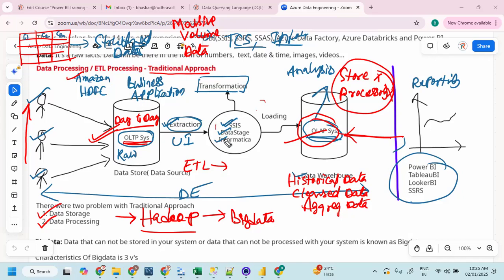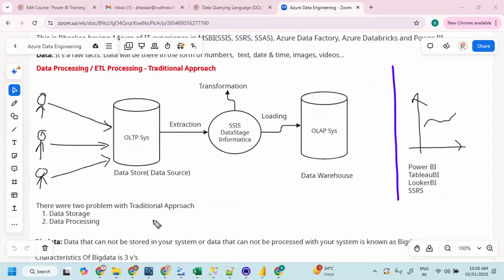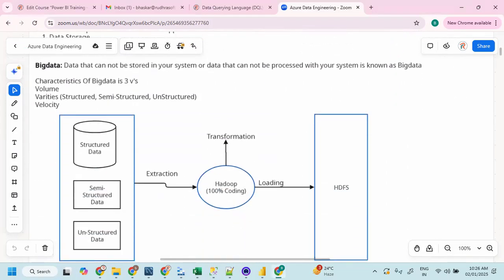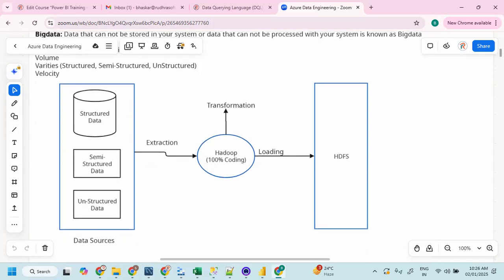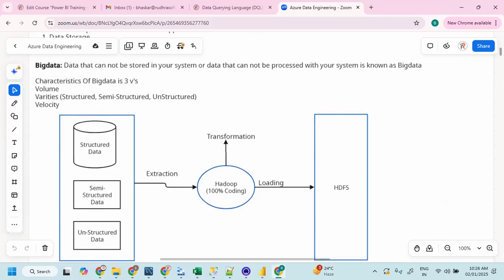That is why we are coming out of this traditional approach. A decade ago, the transition started, moving from the traditional systems to a new generation, that is Hadoop. Hadoop is a distributed file system, or a framework where we can distribute the data and process it. These two problems were there, I just said: one is data storage, another is data processing. When you have these two problems, we can say that is big data.